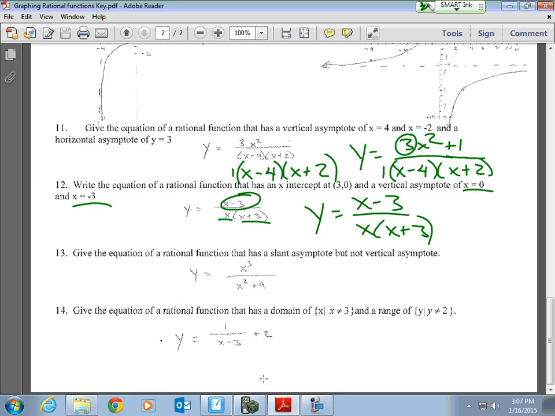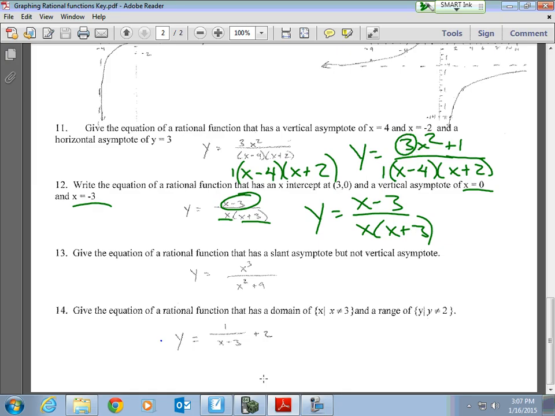13. Rational function that has a slant asymptote. Degree of top has to be larger than the degree of the bottom. I put an x cubed over an x squared. Vertical asymptote, there isn't a vertical asymptote.